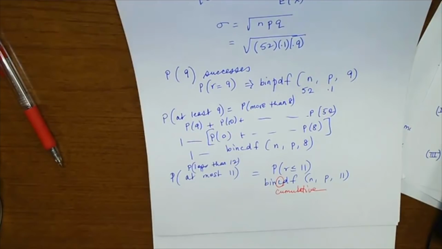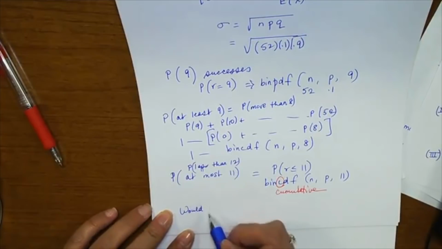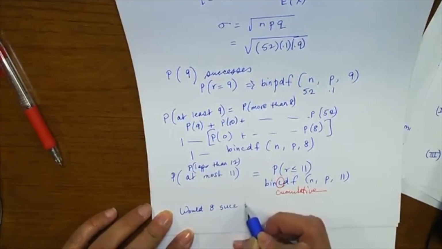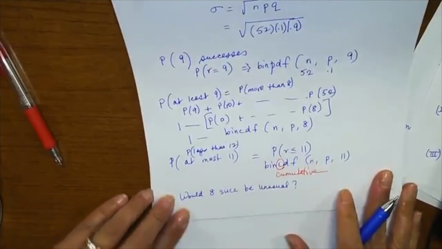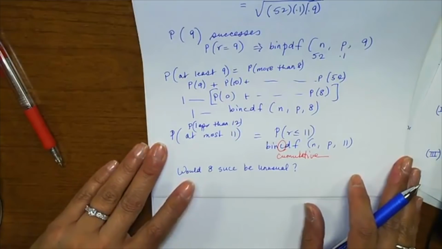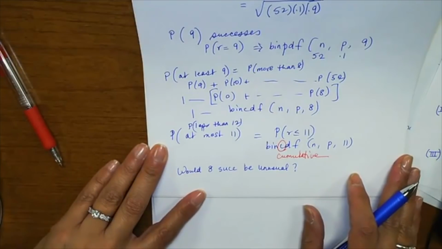Okay, so then the next question is, would 8 successes be unusual? Would 8 successes be unusual? How do you do it? 8 successes. See if the probability of 8 or more is less than 1.